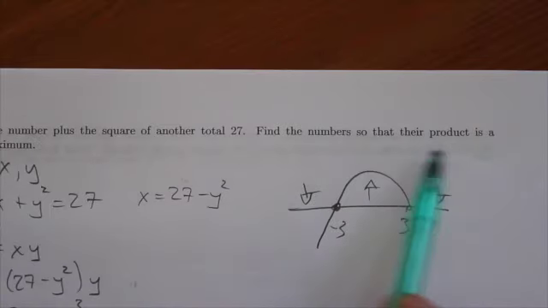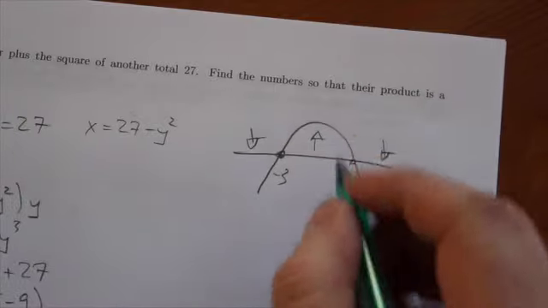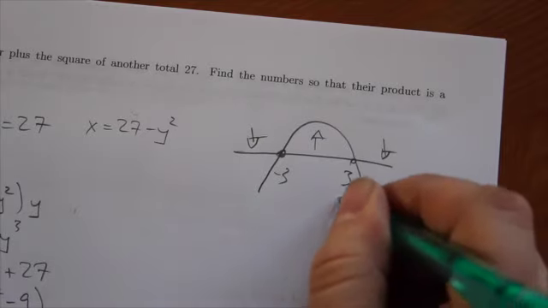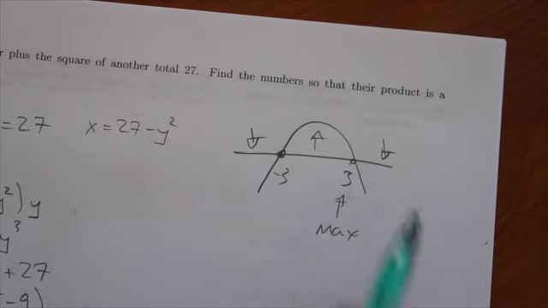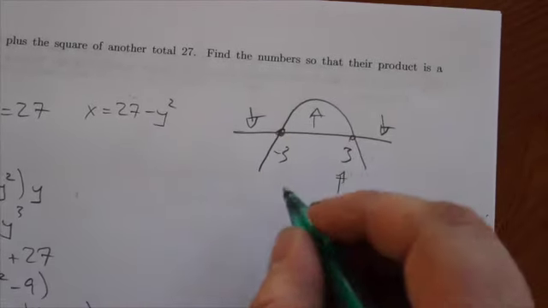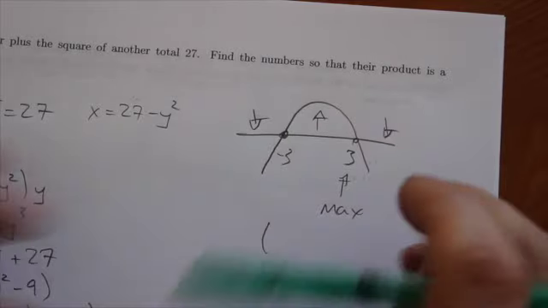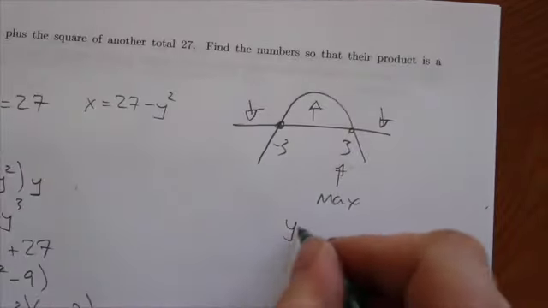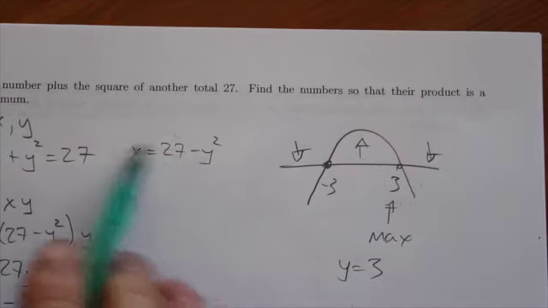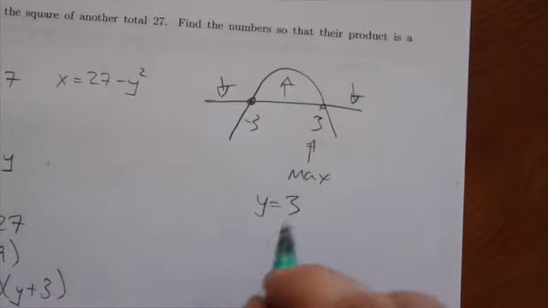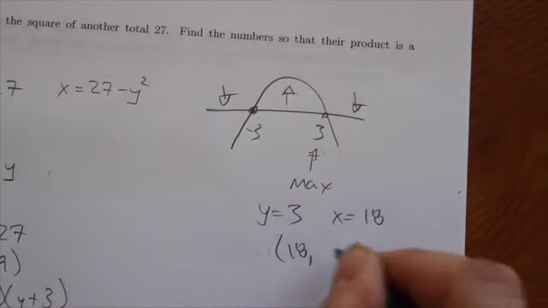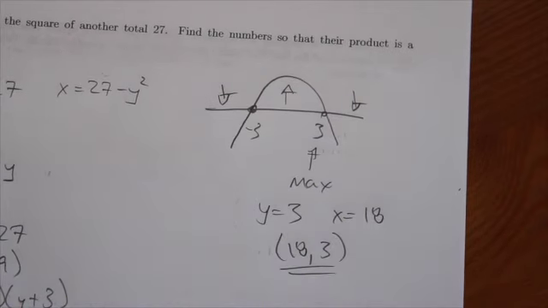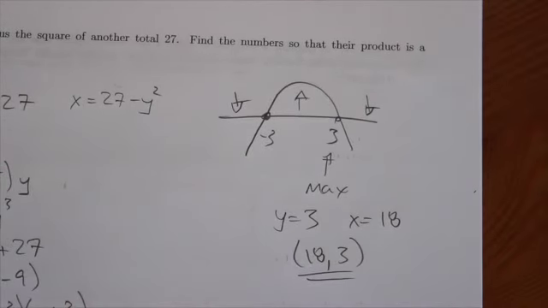Why is that significant? Well, because the question said find the number so that their product is a maximum. The maximum is going to occur right here, where it's increasing on the left and then decreasing on the right. So it goes up and then down here. That happens when y is equal to 3, and then if I go back up to this equation up here, to get x, I just plug that in, and I'll find that x is equal to 18. So the point that we're trying to get here is the point 18 comma 3. Those pairs of numbers satisfy the requirements of the initial question.